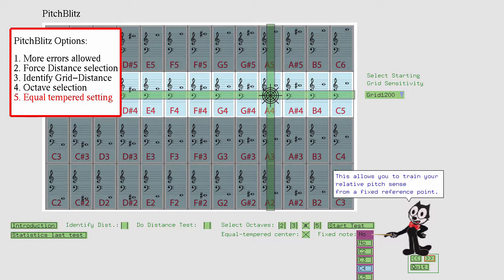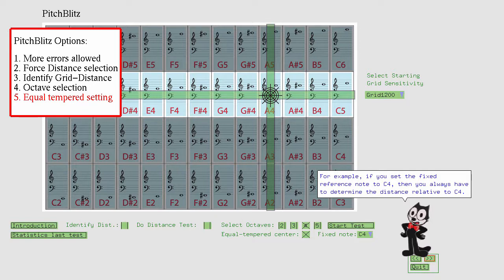The equal tempered setting also offers you the fixed note option. This allows you to train your relative pitch sense from a fixed reference point. For example, if you set the fixed reference note to C4, then you always have to determine the distance relative to C4.